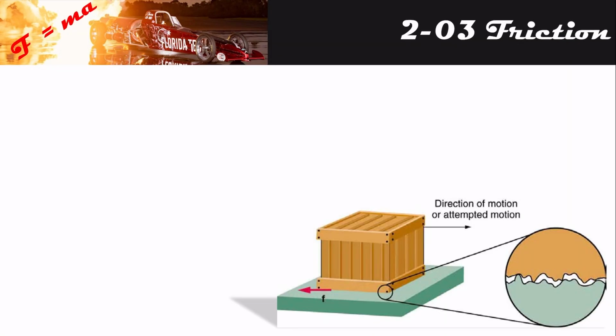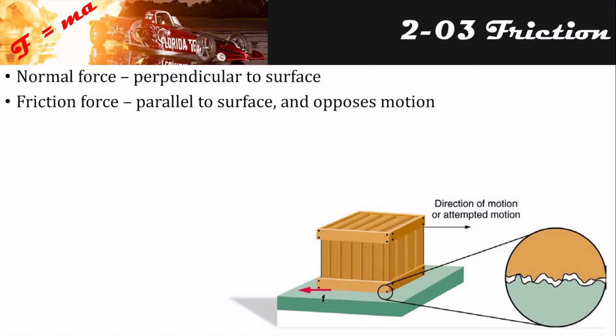When two objects are touching each other, there's usually a contact force. The normal force is that contact force that's perpendicular to the surface, where the one object is holding the other object up. Friction is the contact force that is parallel to the surface and opposes the motion, wants to keep the objects from sliding across each other. And this comes mainly from the rough surfaces between the two objects.